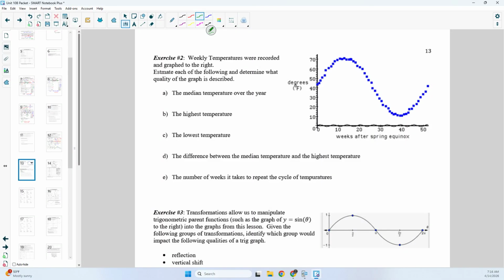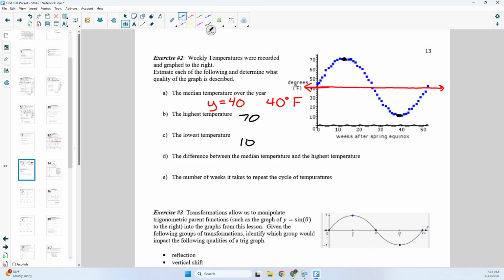So the median temperature, which is kind of like the middle temperature, is just my midline. So if I drew this in here, it looks like my midline is about at 40. So I could write 40 degrees Fahrenheit. The highest temperature, and I'm estimating, looks like it's about 70. And the lowest temperature looks about like 10.